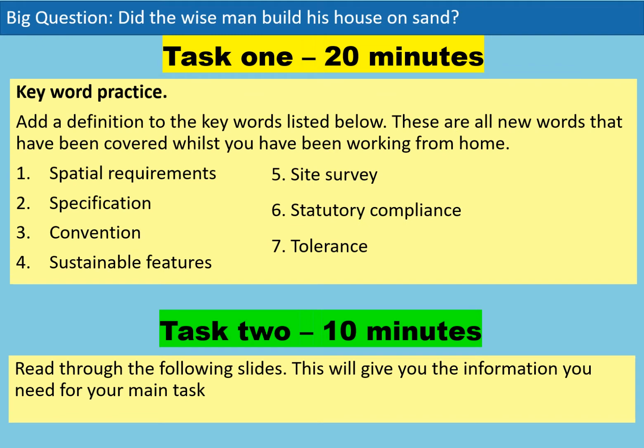Task 1. This will take you roughly 20 minutes. Keyword practice. Add a definition to the keywords listed below. These are all new words that you have covered whilst you have been working from home. Number 1, spatial requirements. Number 2, specification. Number 3, convention. Number 4, sustainable features. Number 5, site survey. Number 6, statutory compliance.